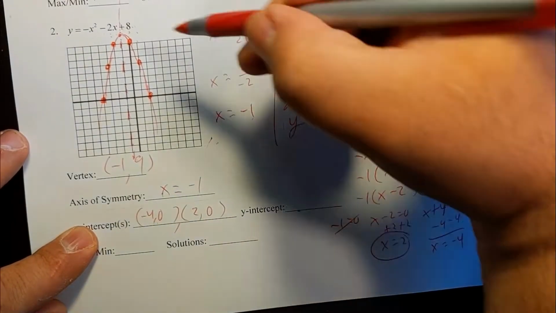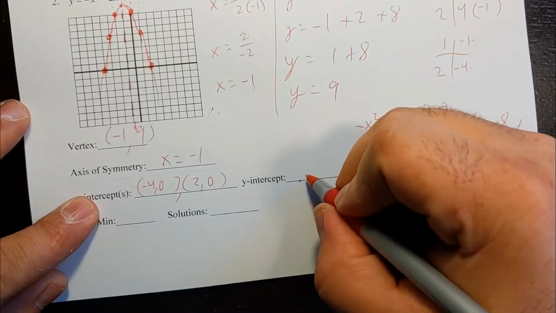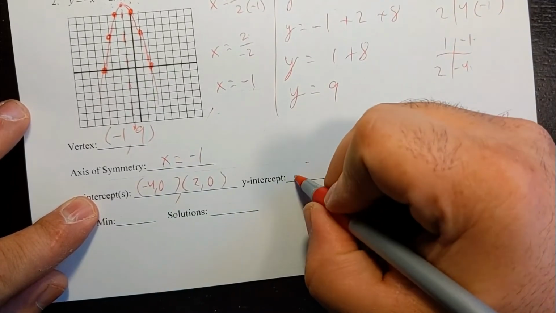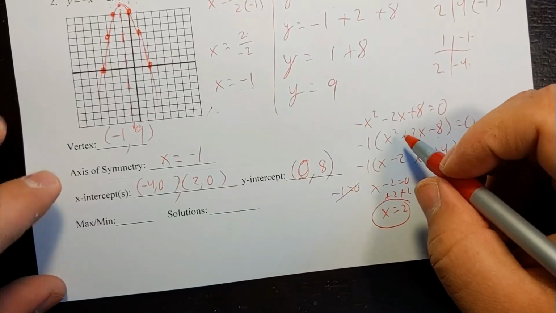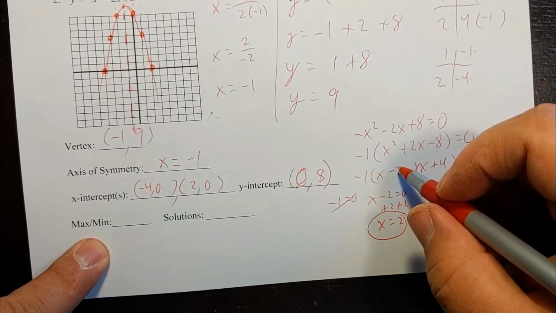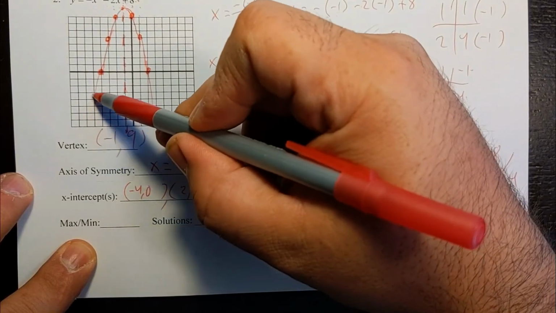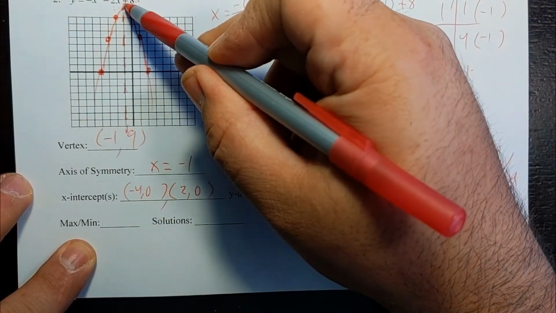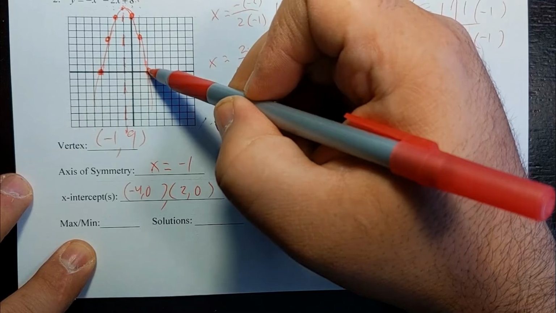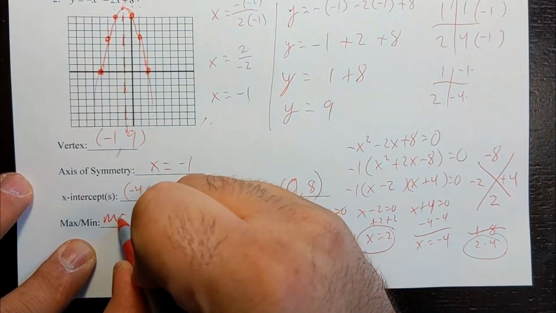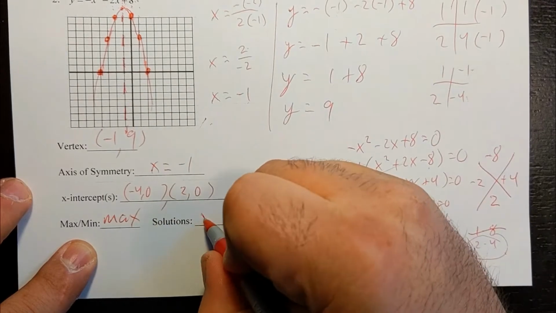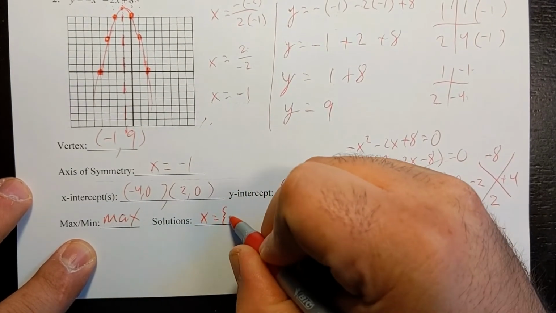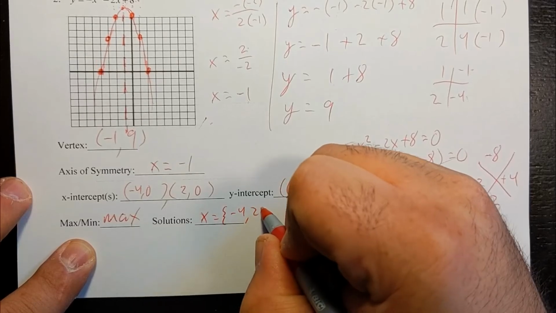Your y-intercept, we can just look at the c value. It's going to be 8, but it's going to be the coordinate, so x is 0, y is 8. And then over here for max or min, in this case, the graph goes up. It never goes above 9, and then it comes back down. So that means this is a max. The solutions would be those two x values. So you have negative 4 and positive 2.